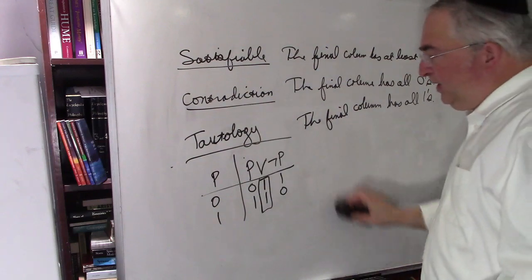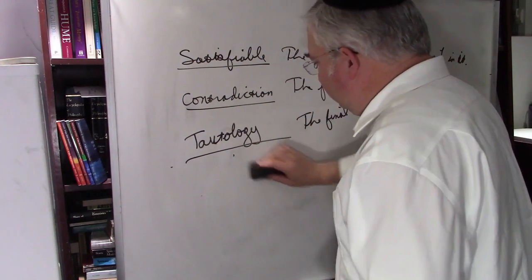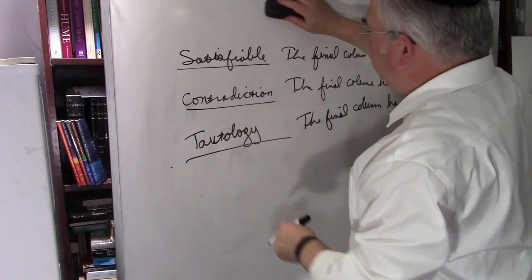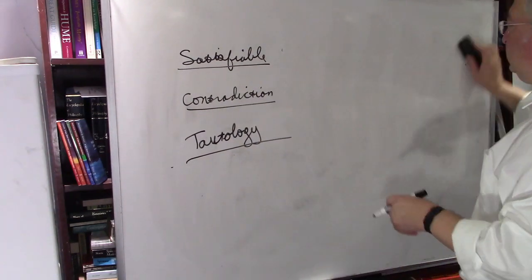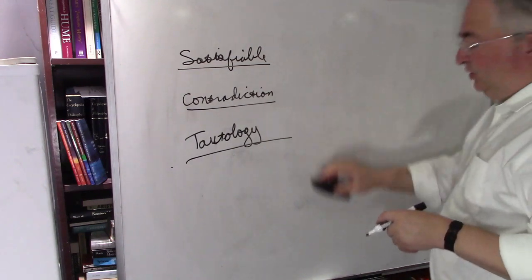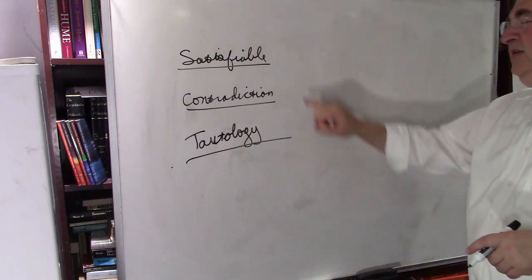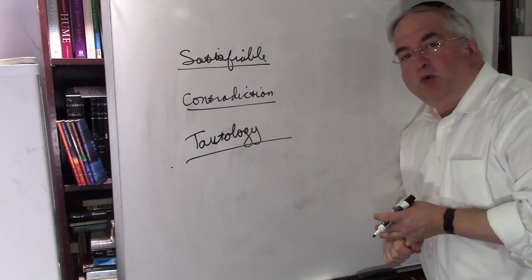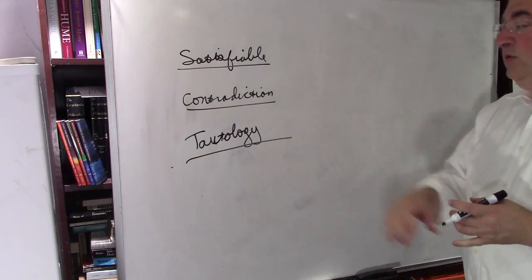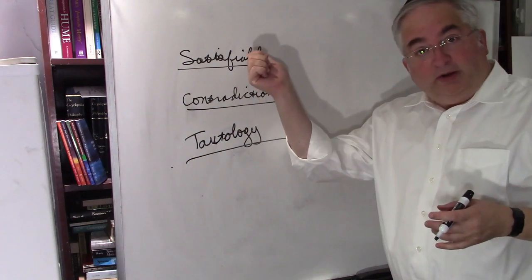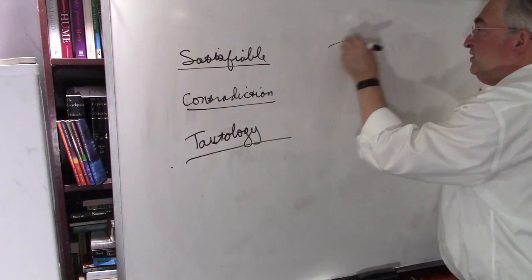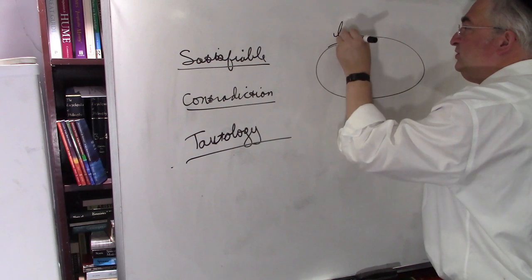Let's do a more complicated tautology, just a bigger tautology. Okay, and I need more room. So we'll remember these words. Okay, let's just go through them. Satisfiable means at least one 1. Contradiction means all zeros. Tautology means not only one 1, but all of them are 1. Okay, and the way to think of this is, here's all logical statements.